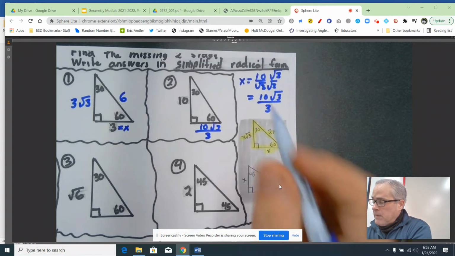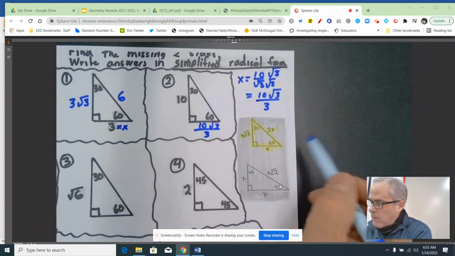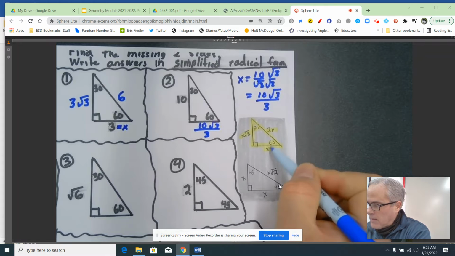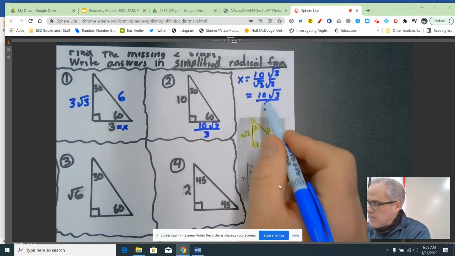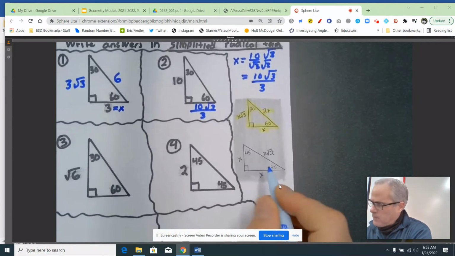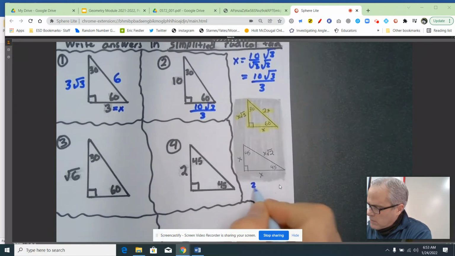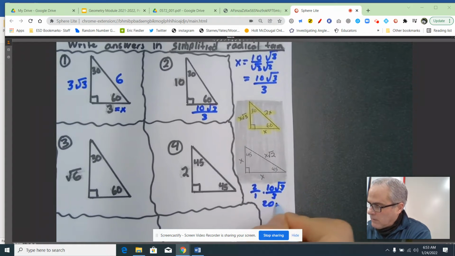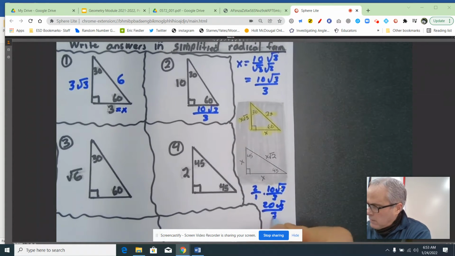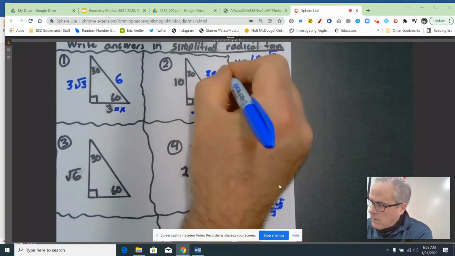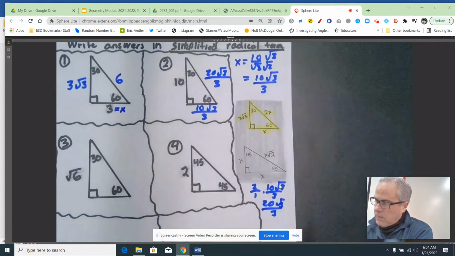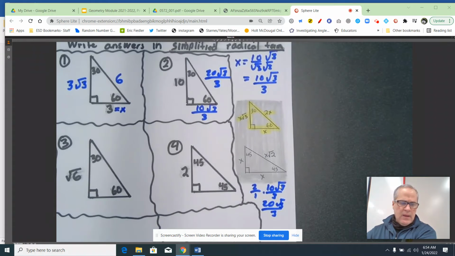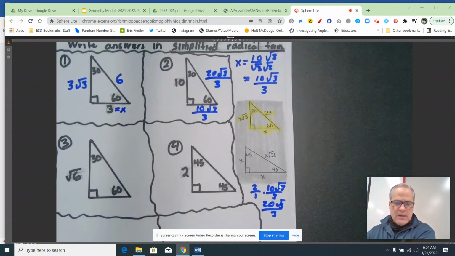Okay, now I'm not done. I got to get the hypotenuse, right? How do I get the hypotenuse? I take the shorter leg and I times it by 2. So I just take this number right there. I'm going to have to do it down here. And I times it by 2, or 2 over 1, times 10 root 3 over 3. You multiply straight across. I get 20 root 3 over 3. Okay, again, some ugly, ugly answers, but that is how we do a question like that.